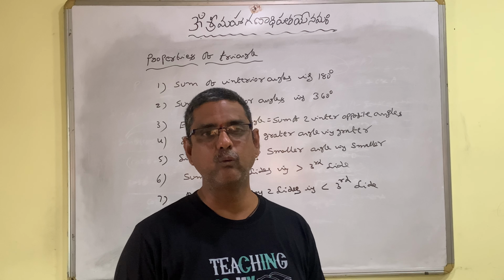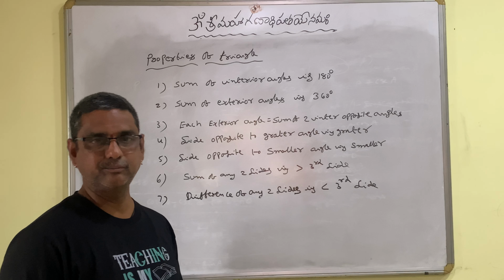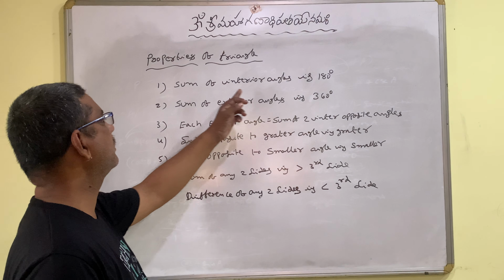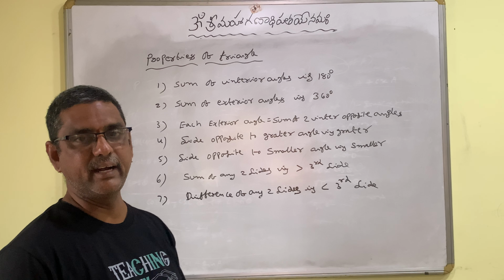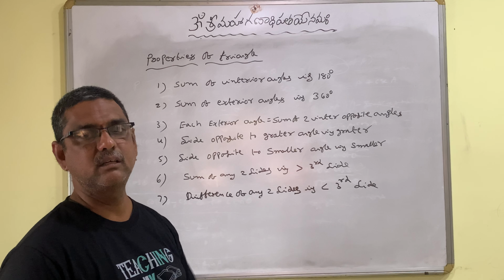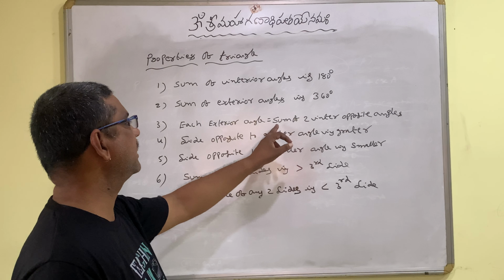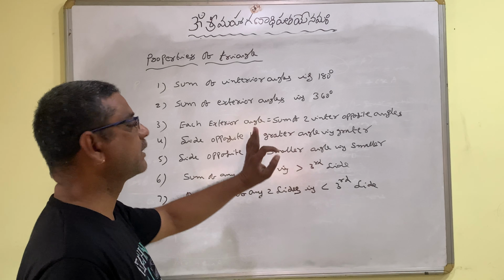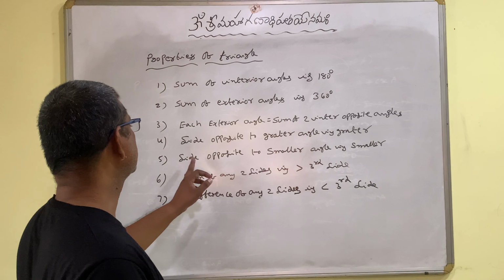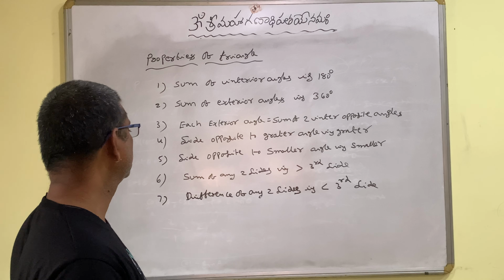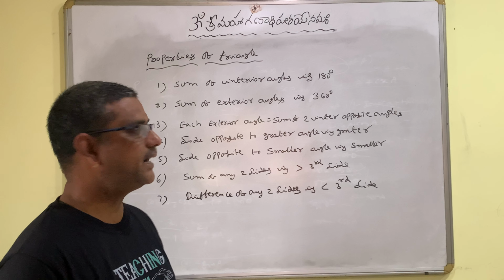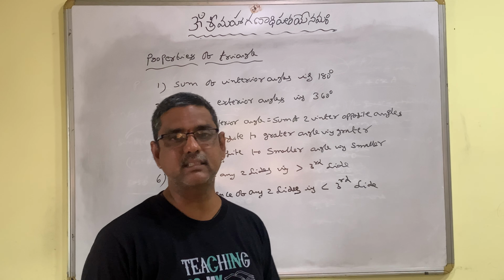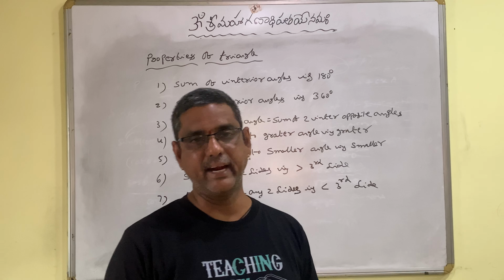Today I am going to explain to you the properties of a triangle. There are 7 properties. First, the sum of interior angles of a triangle is 180 degrees. The sum of exterior angles is 360 degrees. Each exterior angle equals the sum of the 2 interior opposite angles. The side opposite to the greater angle is greater in a triangle. The side opposite to the smaller angle is smaller. The sum of any 2 sides is greater than the third side. The difference of any 2 sides is less than the third side. These are the 7 properties I am going to explain with the help of an activity.